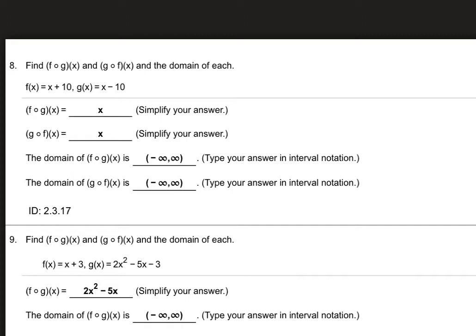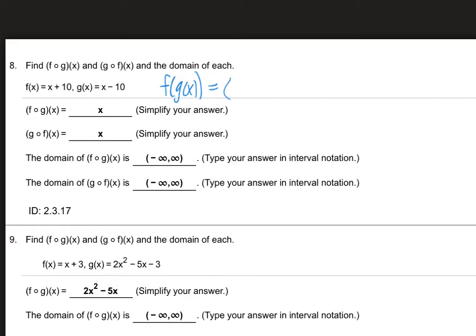If we're looking at f of g of x, we can already see that the answer is x, but I like to understand that, so I like to rewrite it like this. It's read the same way, f of g of x, and that means the g of x is inside of the f of x. Let's pay attention to what f of x is. F of x being x plus 10.